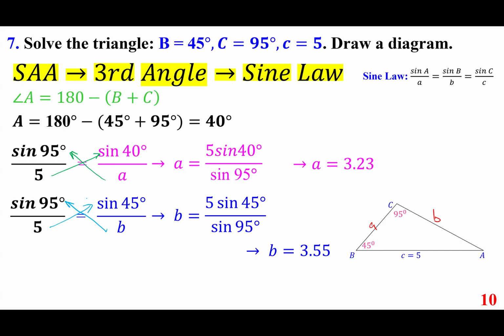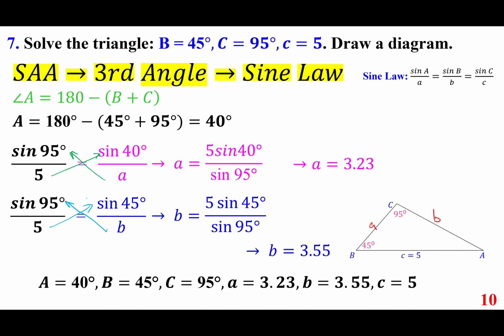Now we write all of them in one shot. A is 40 degrees, B is 45 degrees, C is 95 degrees. And the sides a, b, c: a is found to be 3.23, b is 3.55, and c was given as 5. So we write everything in one shot, so it makes it easy to find.